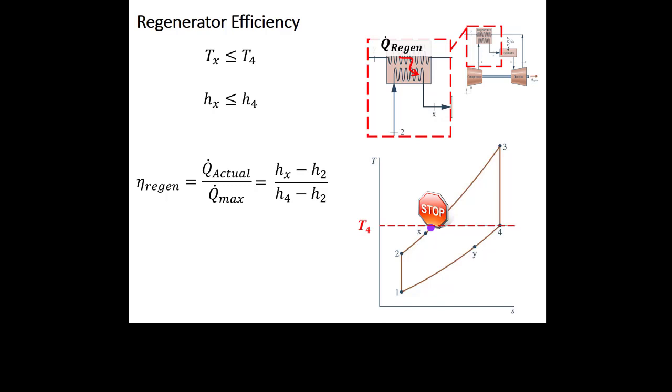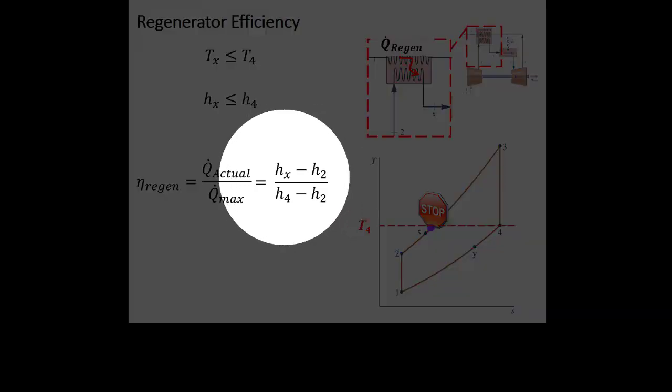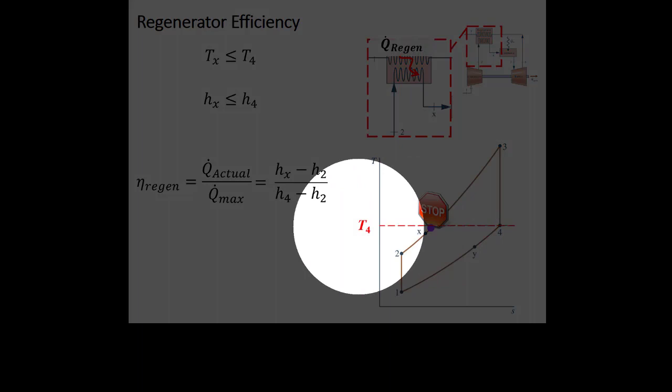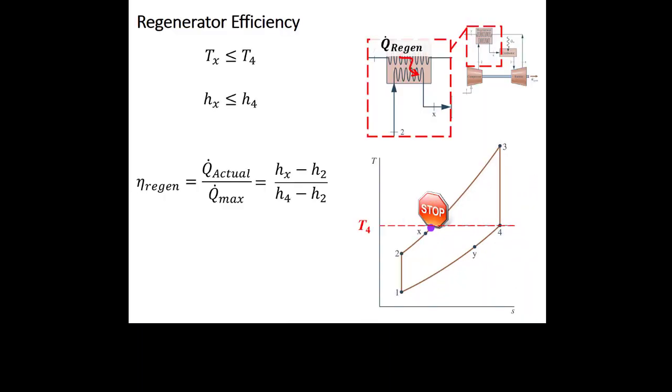The actual amount of heat that we got into the cold side was Hx, H out minus H2, right? So this regenerator efficiency is the actual amount of heat that you transferred to the cold side divided by the maximum heat that you could transfer to the cold side. And the maximum heat you could transfer to the cold side is if this state X went all the way up to T4, right? Even though the pressures are different, if X went all the way up to 4, as long as its temperature was the same, it would have the same enthalpy. Regenerator efficiencies are typically between about 60 to 80%.